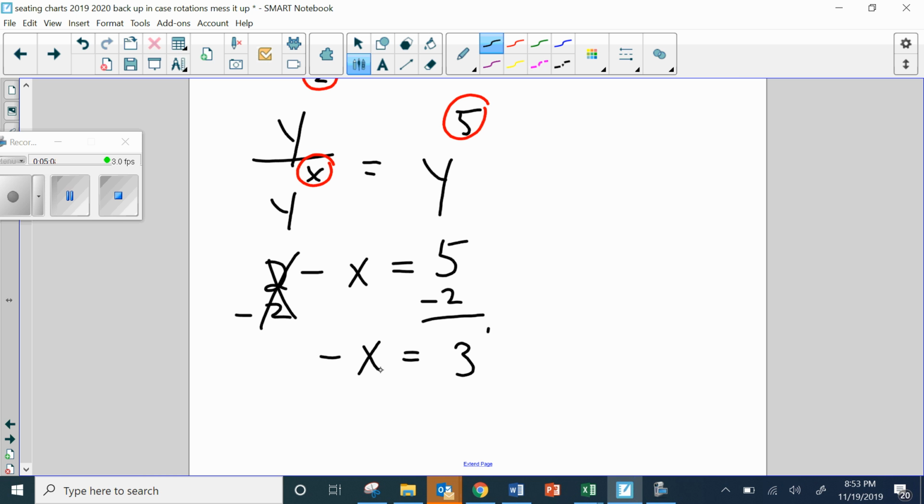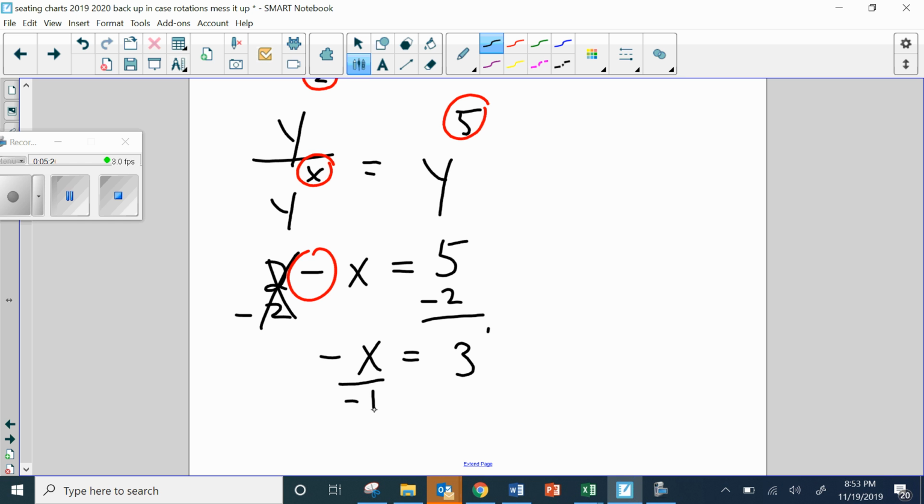Negative x equals 3. Don't forget about the negative sign that we had. So if negative x equals 3, I need to get rid of that negative sign. I want to get x equals something, not negative x equals something. So in order to get rid of that, division is our last step as usual.